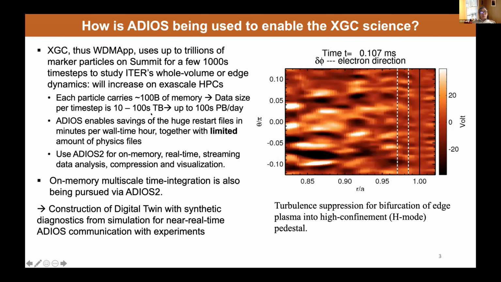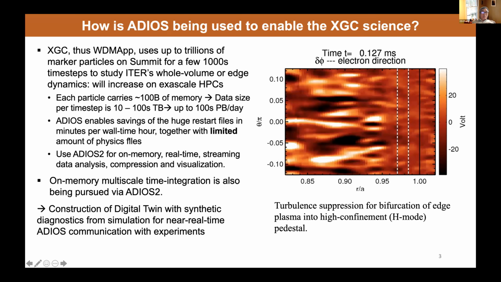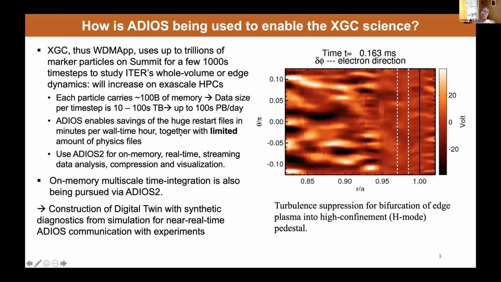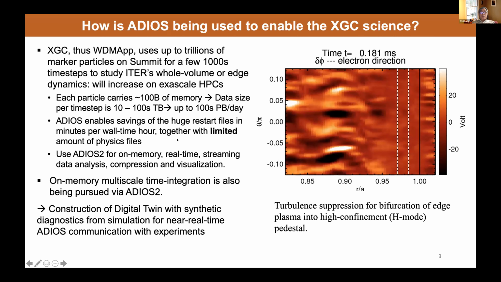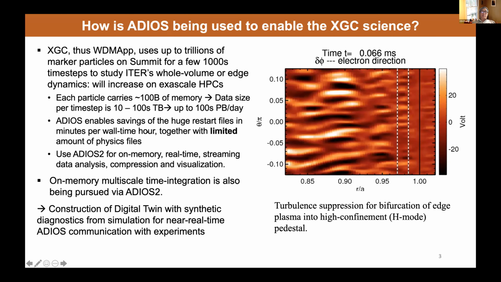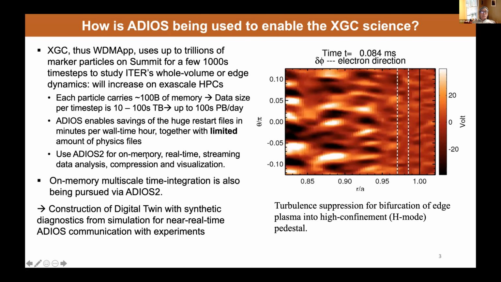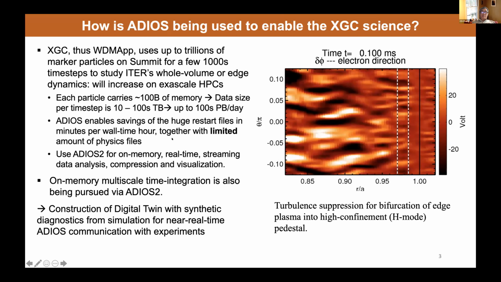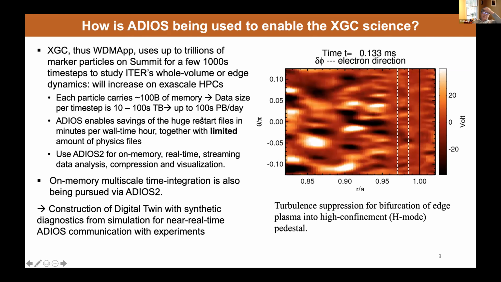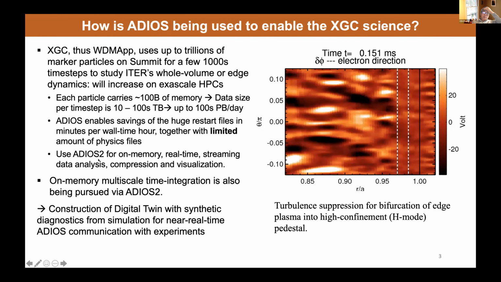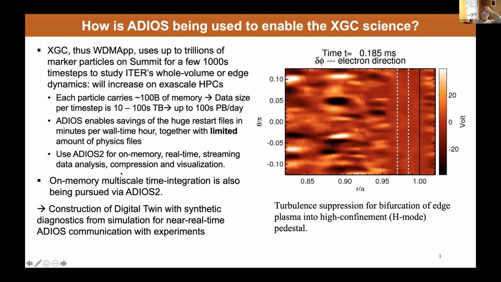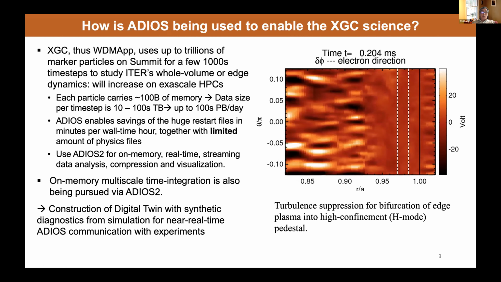ADIOS actually made all this simulation possible, starting from a huge restart file. Before ADIOS, it was taking an hour for an hour of simulation. That was really impossible to get the simulation done. Now it's only a few minutes for this restart file. And we cannot really output the physics analysis files from this. So we use ADIOS 2 for in-memory real-time streaming data analysis. Compression and visualization is what we do and what we are after.